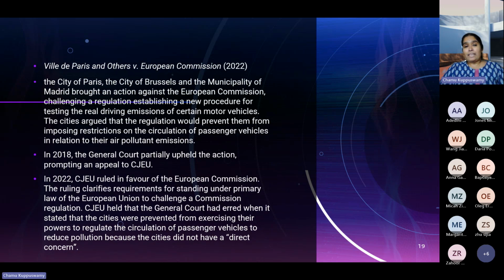But they said that the City of Paris, the City of Brussels, and the Municipality of Madrid did not... the issue of regulating the movement of passenger vehicles and calculating the emissions in a certain way is not something that within their legal capacity, they have a direct concern about. Yeah. So they did overturn what the General Court said, because according to the General Court, the cities were prevented from exercising their powers to regulate the circulation of passenger vehicles. However, they found differently.